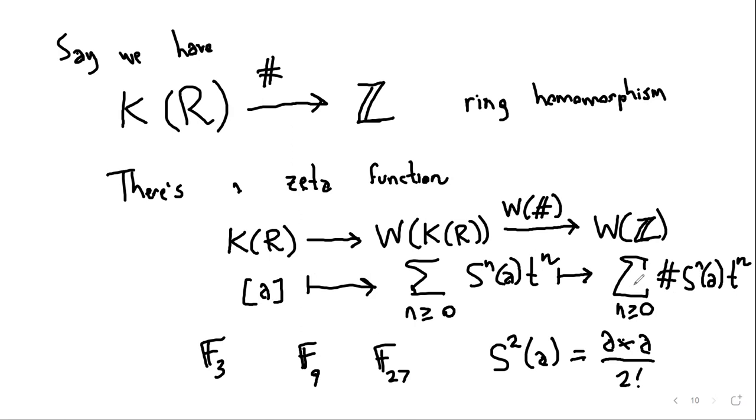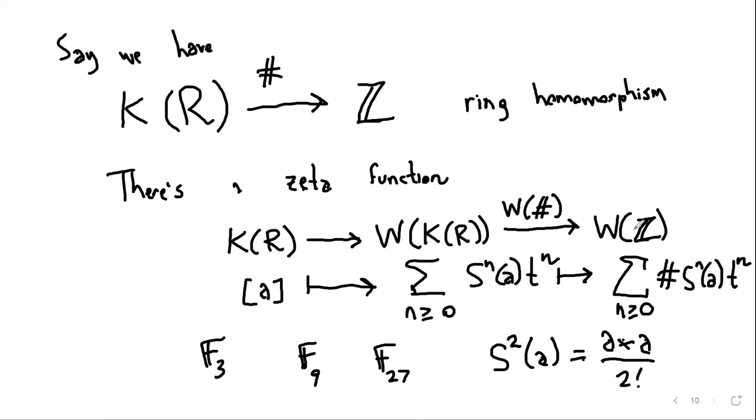Let's see. So this first thing is a ring homomorphism. And the second thing is a ring homomorphism too. So this is a ring homomorphism. And that means that, well, if you believe that this composite is some kind of zeta function-like thingy, then it means that we know stuff about the zeta function of a sum or a product of objects. Right.